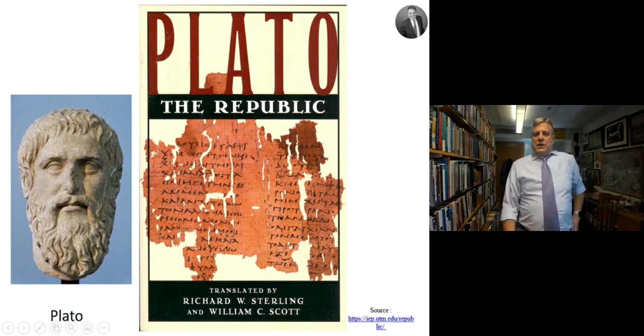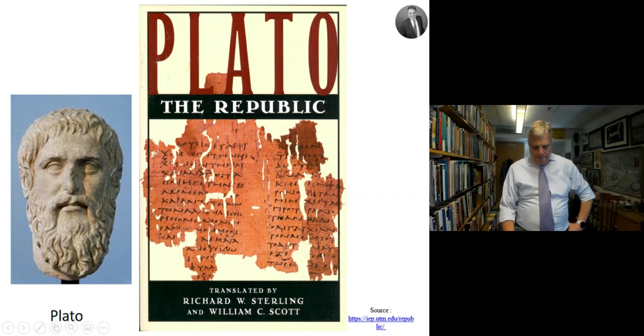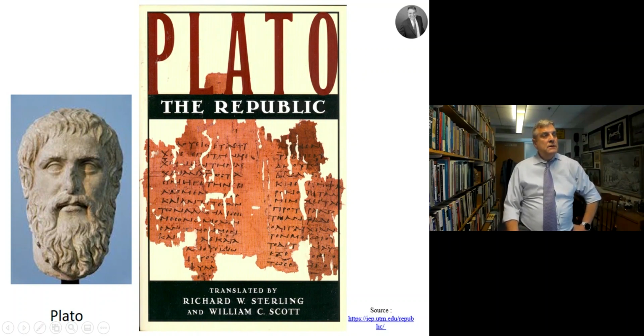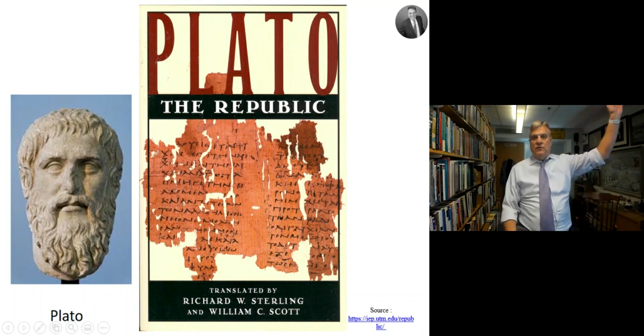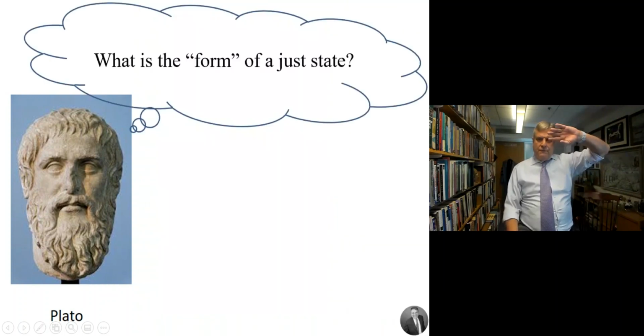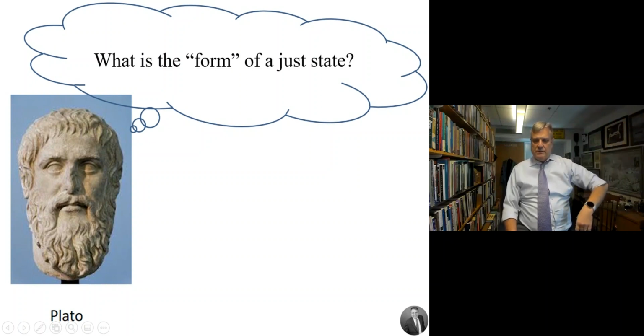What Plato is looking for in the Republic is, well, he's trying to describe how you would create a government on earth that reflects the justice in heaven, or the equivalent of heaven. He calls it a form. What's the form of a just state? The question that motivates this particular lecture.